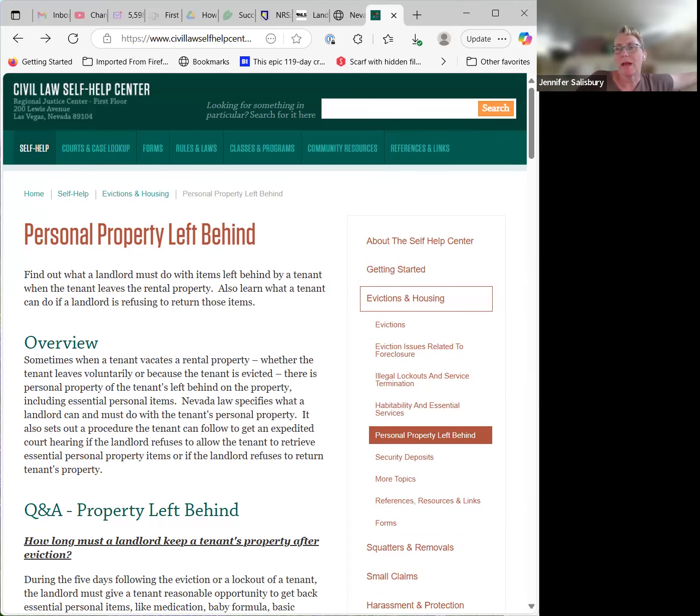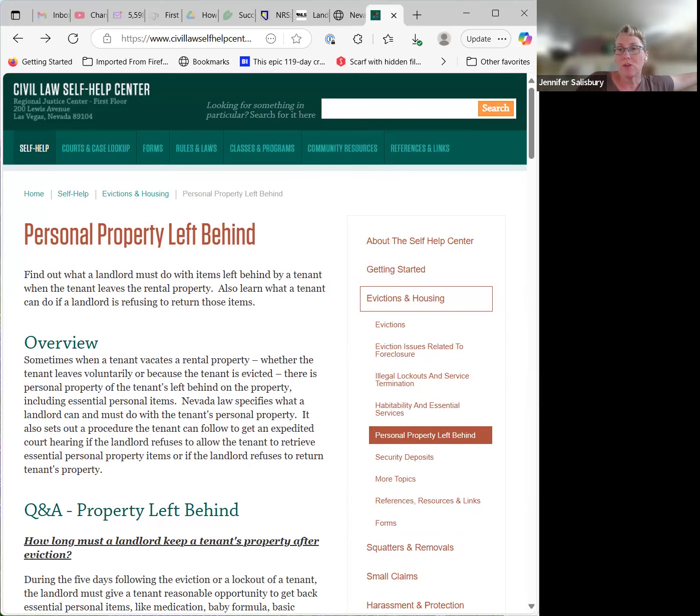Grace period or late rent without penalty. So the answer is no. There is no grace period, but you can't start charging late fees until 3 days after rent was due. Late fee amount is no more than 5% of the rent.